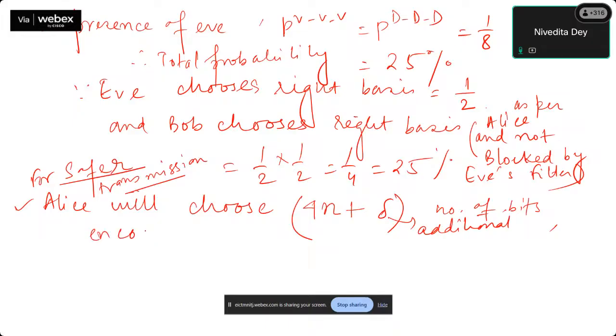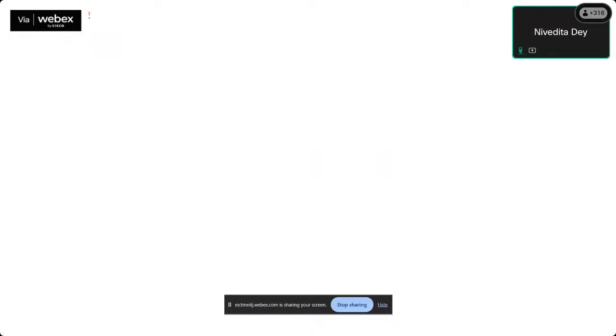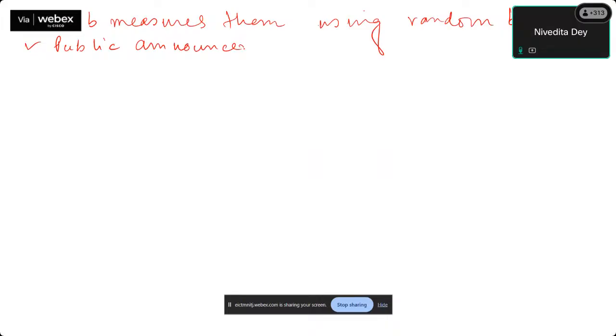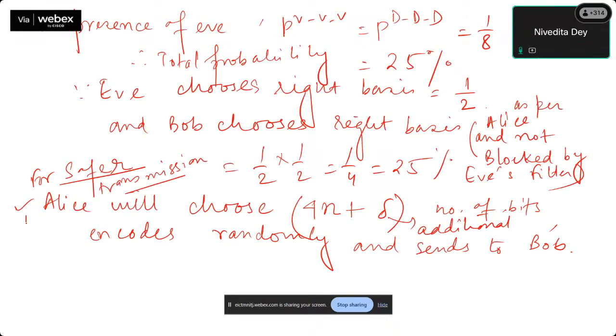Alice encodes them randomly and sends to Bob. This is the first step. The second one, you know that Bob measures them using random basis. Then a public announcement by Alice, but not of the actual bits, only of the basis, right? Not bits. Then next is, this is I guess step 3, this is step 2. Let me write step 1, this one, as now.